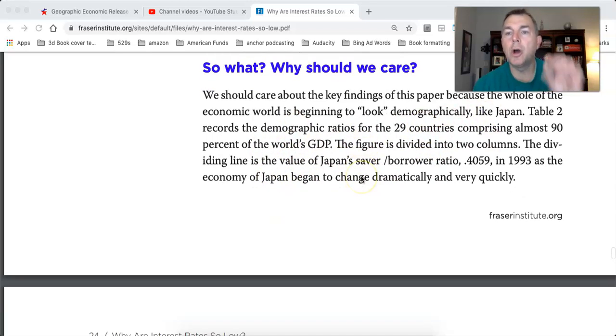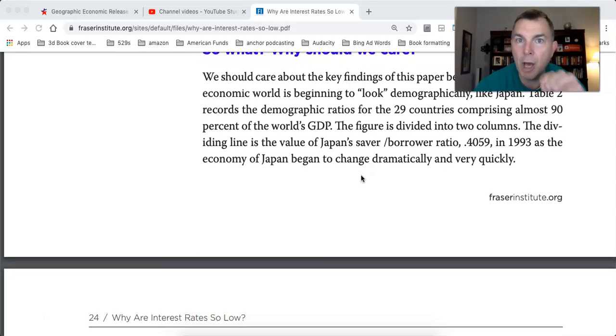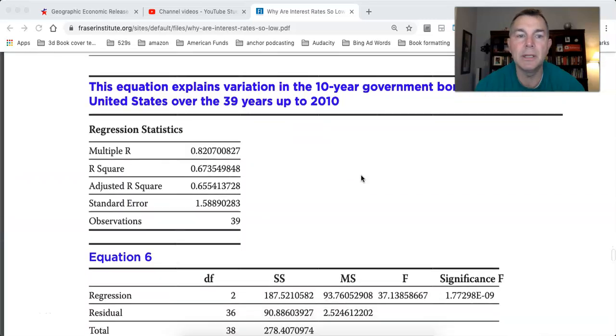The figure is divided into 2 columns. The dividing line is the value of Japan's saver to borrower ratio of 4.40 in 1993, as the economy of Japan began to change rapidly.